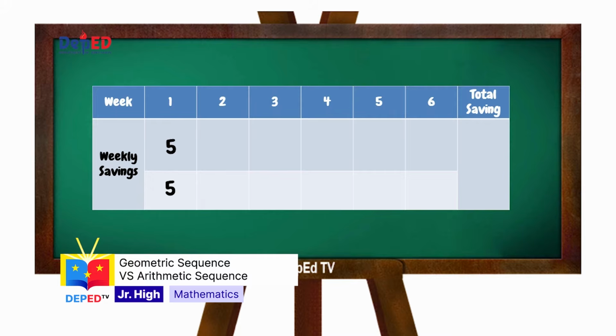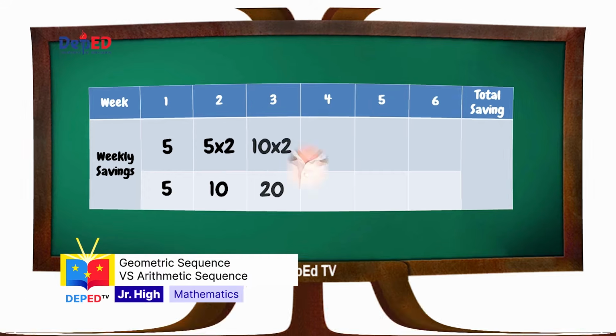Since we started with 5 pesos for the first week, for the second week, you have to save 2 times 5 pesos. So that's 10 pesos for the second week. From 10 pesos, how much should you save for the third week? Yes, that's right. 10 times 2 will give you 20 pesos for the third week.